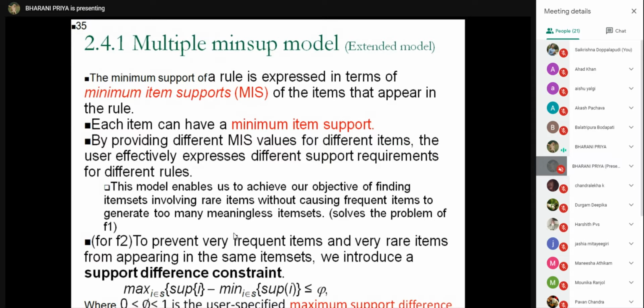What is the main use of MIS values? The main use is that you are providing the minimum item support for different items, so it will achieve the different support requirements for different rules. So this model will help us in finding the items which are rare as well as which are frequent, and it avoids generating too many meaningless items. So when you are using minimum item supports, combinatorial explosion can be avoided, and even the F2 problems can also be avoided.